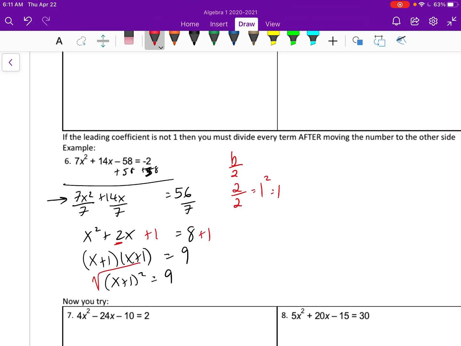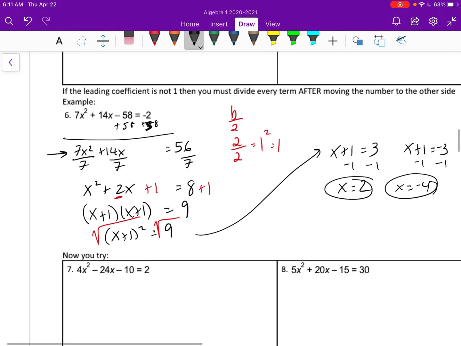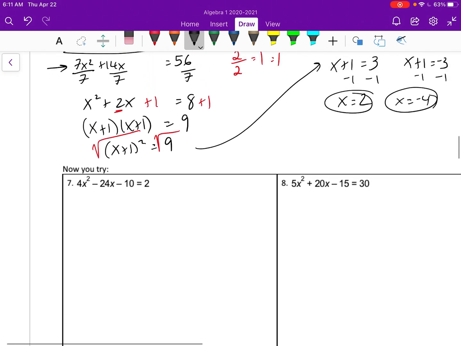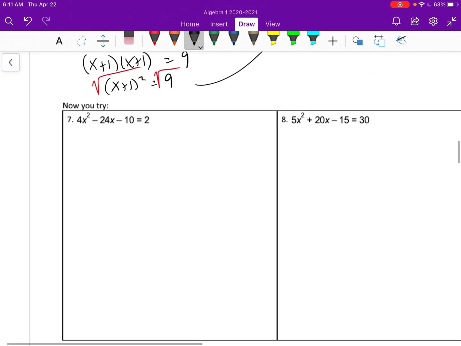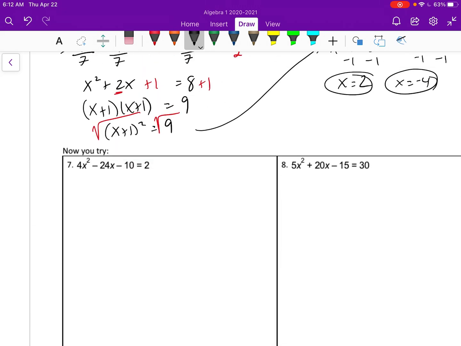And now we can go ahead and take the square root of both sides. So we get x plus 1 equals 3, and x plus 1 equals negative 3. If I take 1 away, I'm going to get 2. And over here, I'm going to get negative 4. So we got 2 and negative 4. All right. Let's hope that makes sense.